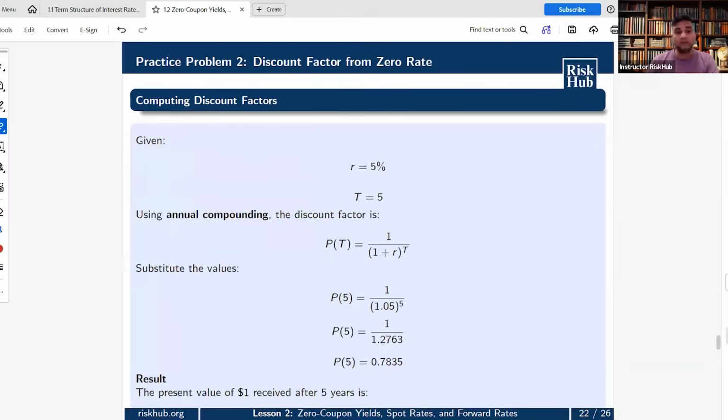Then we have practice problem number 2, computing discount factor given R and T, using annual compounding, PT. The formula is given, you solve it. The present value of $1 received after 5 years is calculated with this, right? So that is also solved, which is 0.7835, right?